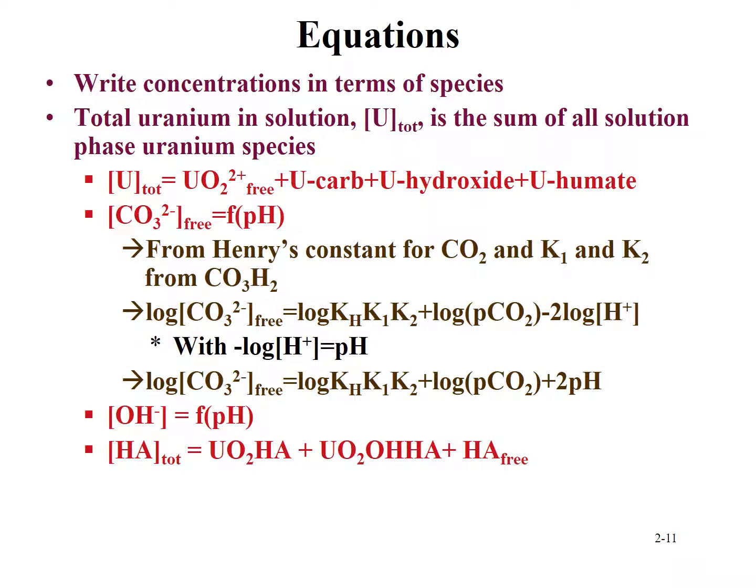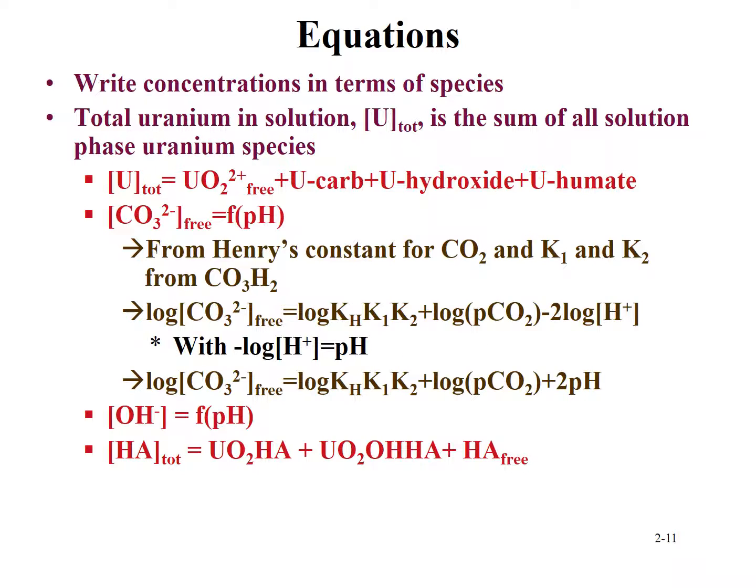Since carbonate is a function of the speciation, we also need to know something about the carbonate concentration. We can actually get the carbonate concentration as a function of pH. If we utilize Henry's constant for CO2, in other words, if I know how much CO2 is in the gas phase, Henry's constant will tell me how much goes into an aqueous phase. That'll form carbonic acid. And if I know my protonation constants for carbonic acid, I can write an equation where the log of the carbonate concentration is equal to the log of the constants plus the log of the CO2 partial pressure minus 2 times the log of the proton concentration.